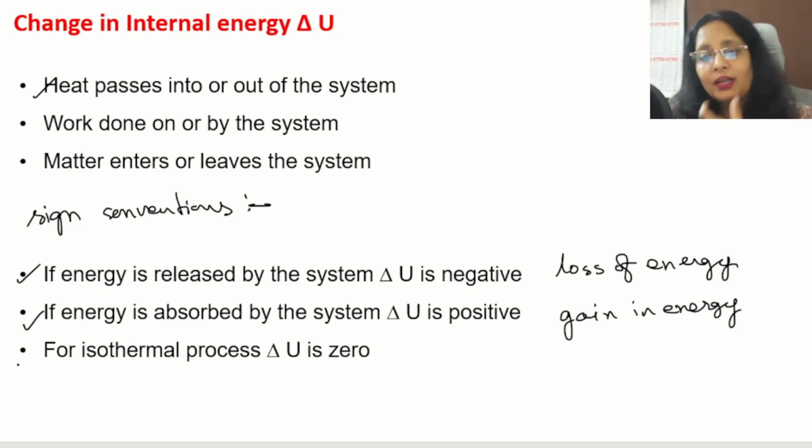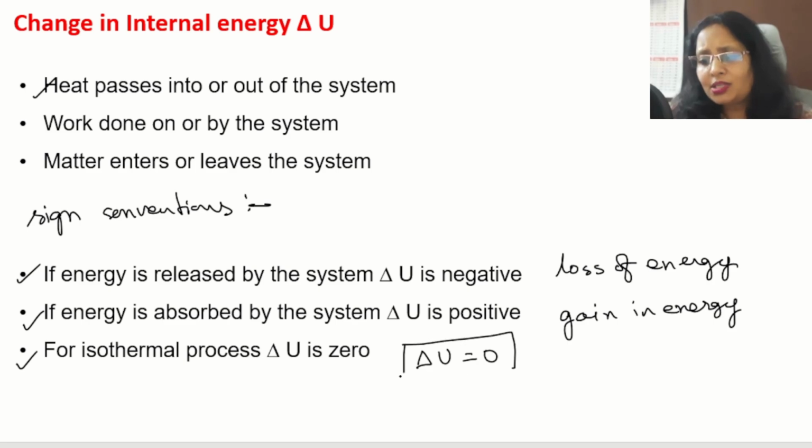Now the third, and which is a very important point, for isothermal process. Isothermal process we studied earlier, the process in which there is no change in temperature. If inside and outside pressure are same, inside and outside meaning in the system and in the surrounding, temperatures are same. So temperature is constant. Then internal energy change will be 0. That is delta U is equal to 0.